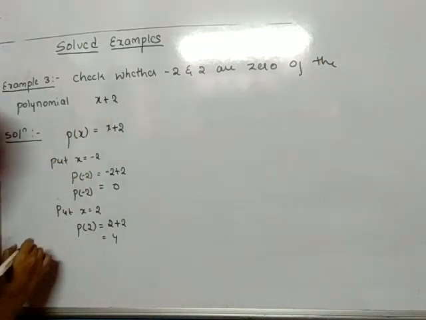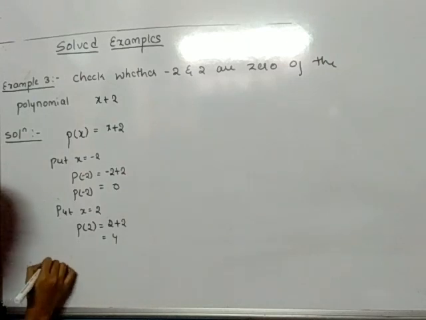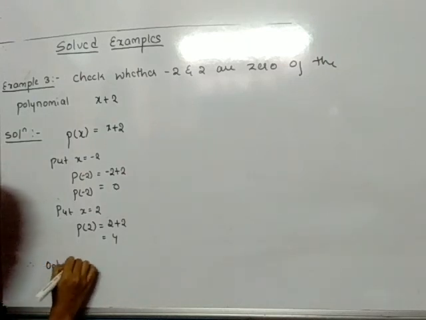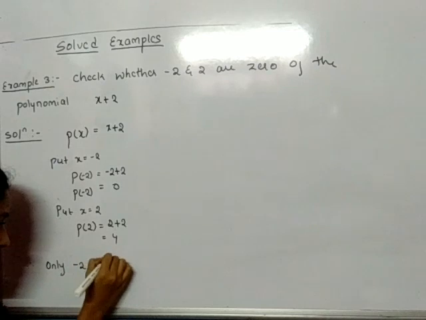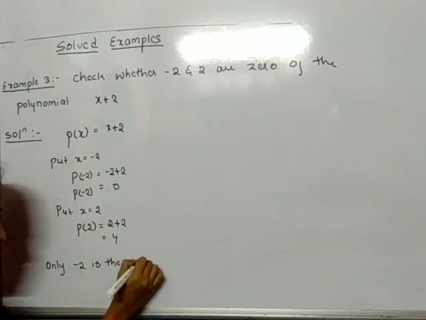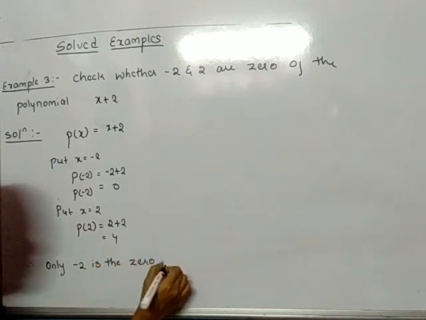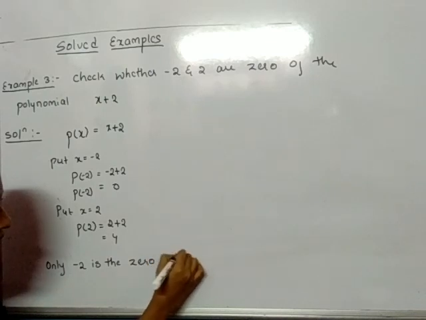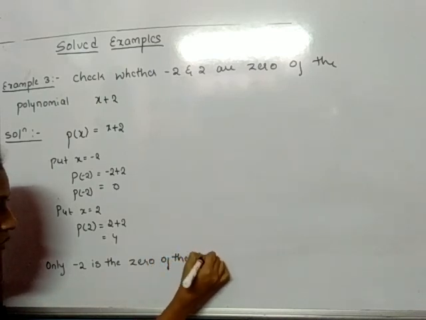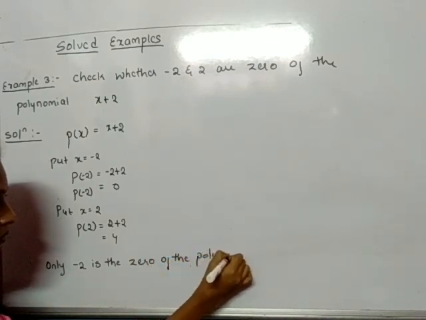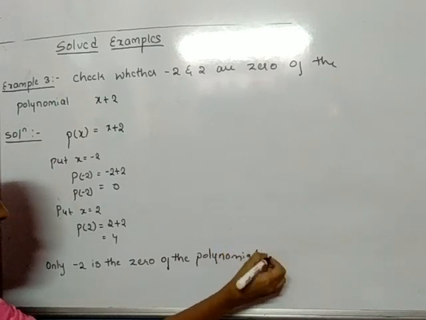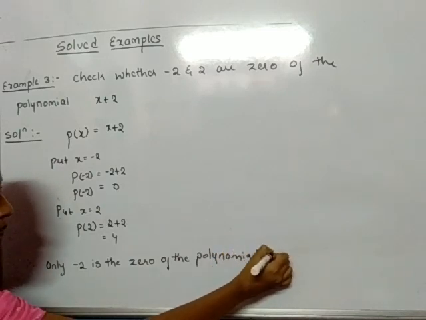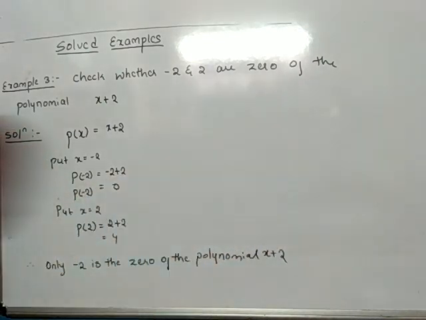So we'll write here one statement. Therefore, only -2 is the zero of the polynomial x plus 2. Right? This is how we need to check.